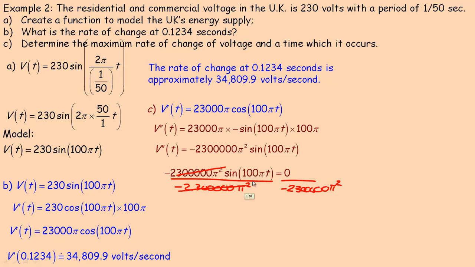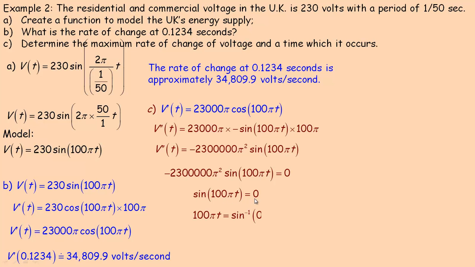And so in the next line, you're going to see sine 100 pi t equals 0, because 0 divided by this, of course, is 0. So let's get rid of that. And so we get sine 100 pi t equals 0. And I want to solve for the 100 pi t and then the t. So 100 pi t would be equal to the inverse sine of 0. And then I'll divide out the 100 pi to isolate for t. So t is 1 over 100 pi times the inverse sine of 0.